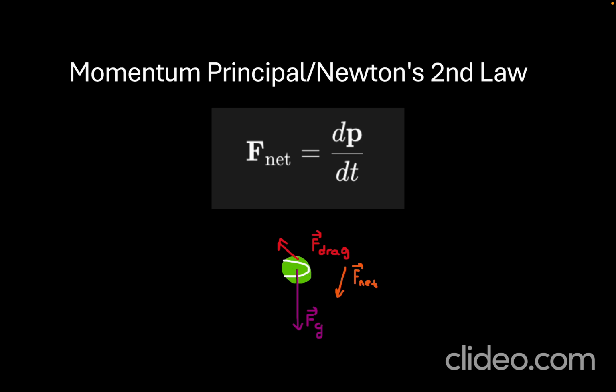The first principle is the momentum principle, which is F net is equal to the change in momentum. We threw the tennis ball like this, so F drag is going opposite to the direction of motion, and the force of gravity is going in the negative y hat direction. So F net will look something like this.